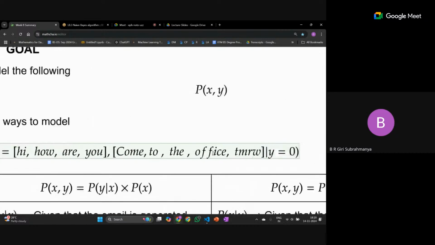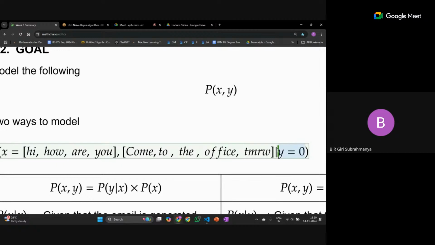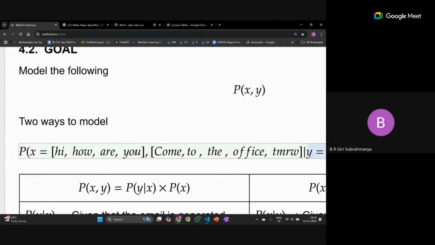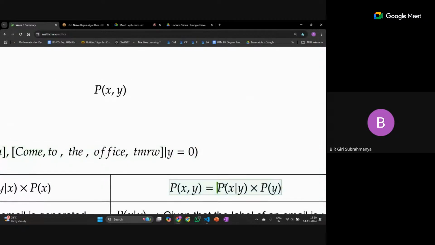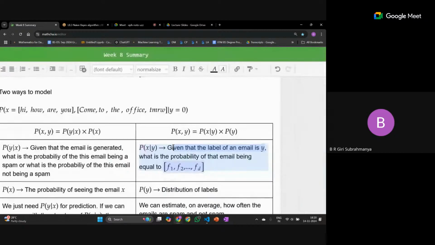So it can be anything, right? Given that some email is not a spam, it can be anything. And for each of these emails, we are going to try to model the probability. So this is what is being modeled here. All right.